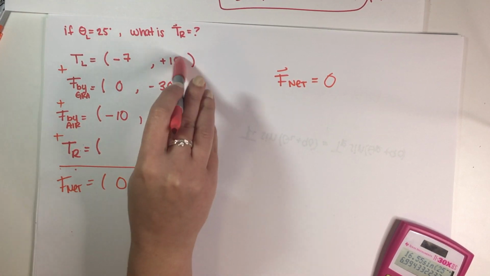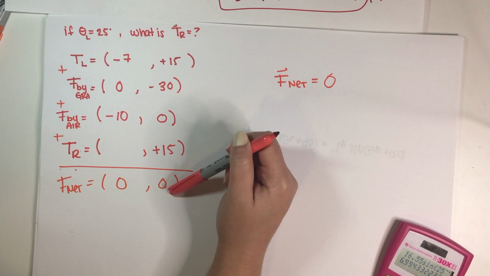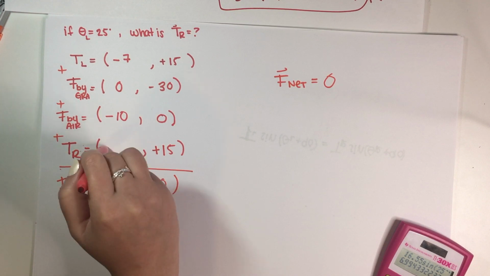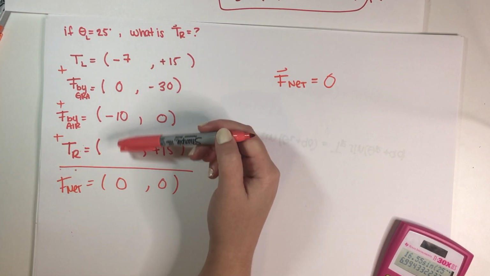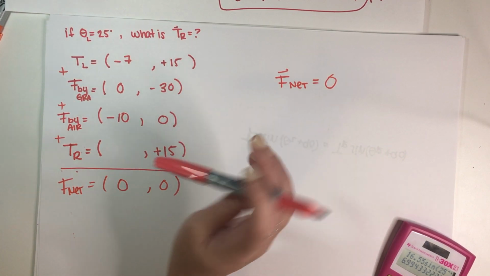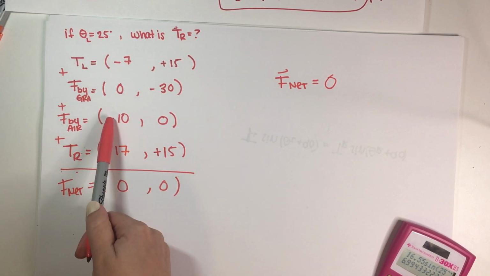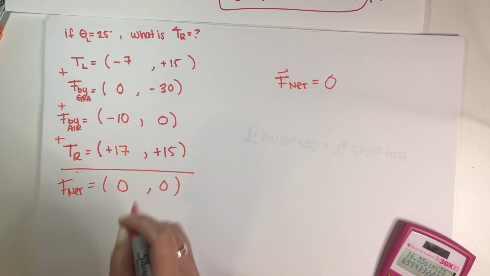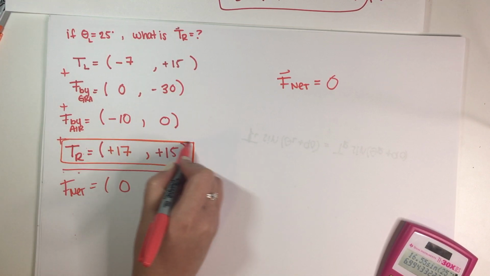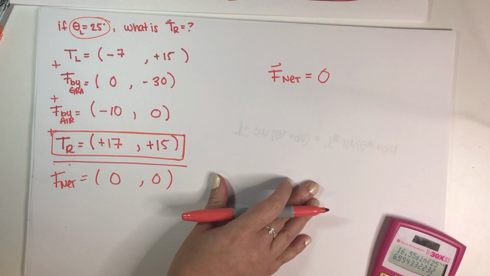As you can see, the y component is already figured out because we have all of the y components, and indeed they add up to 0. So the only thing that we have to figure out at this point is what number should go here in order for this plus this plus this plus this to add up to 0. And as you can see, that number is going to be a plus 17, so that -7 plus -10 plus 17 is equal to 0. So this is going to be the x and y components of TR if this angle is 25 degrees. And this basically completes our problem for today.